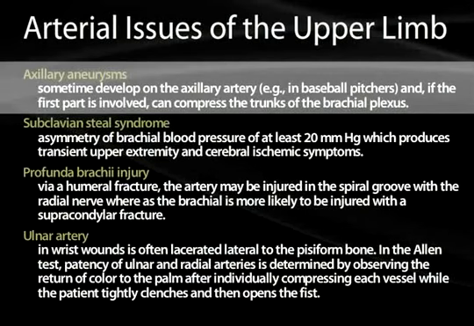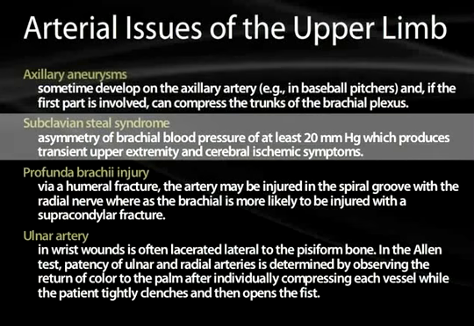The axillary aneurysm is something that's similar to the venous thrombus. An aneurysm can be formed because of excessive forces into the arterial wall, which cause it to be thin and weakened. This can compress the trunks of the brachial plexus, or it can eventually break free and cause excessive bleeding.